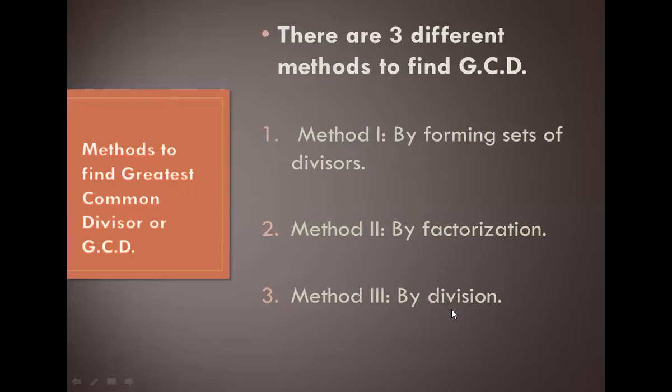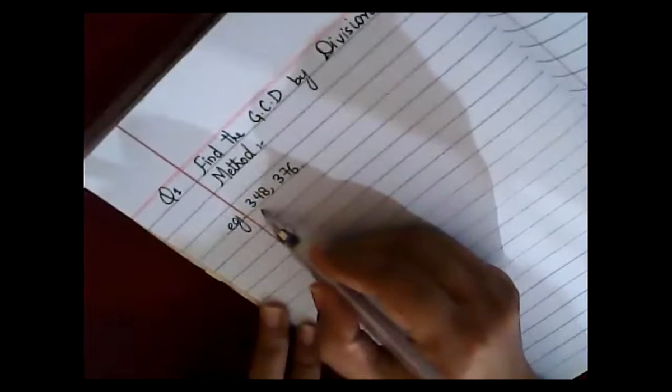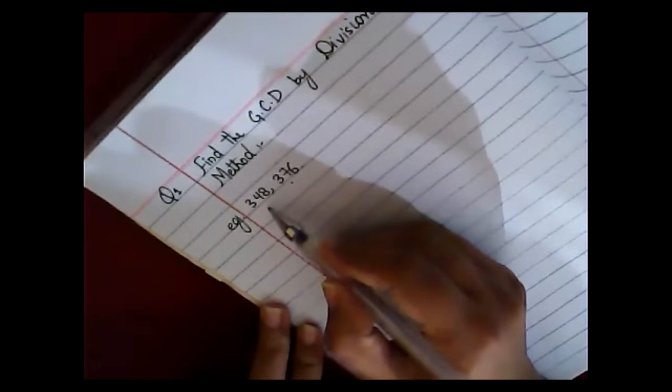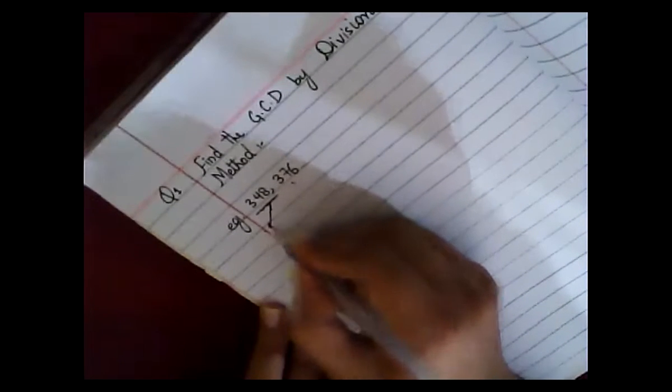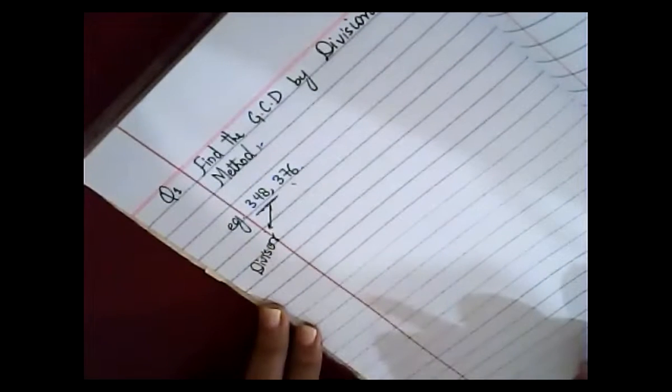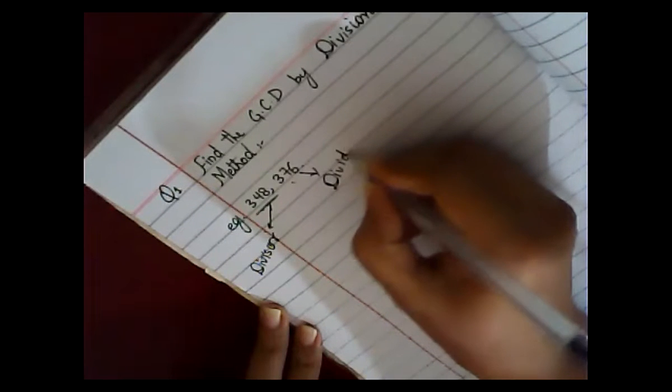For this, I am going to explain with the help of my notebook. Find the GCD by division method. You have two numbers here, 348 and 376. Out of these numbers, you have to decide which is the divisor and which is the dividend. Your smaller number, that is 348, will become the divisor, and your greater number will become your dividend.